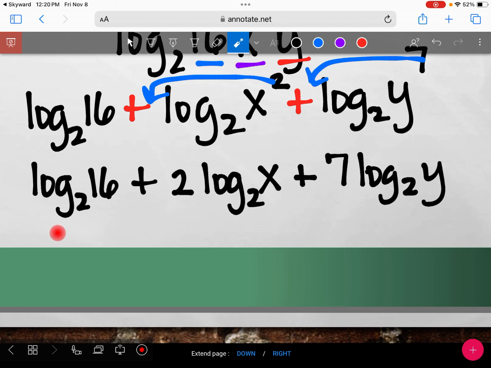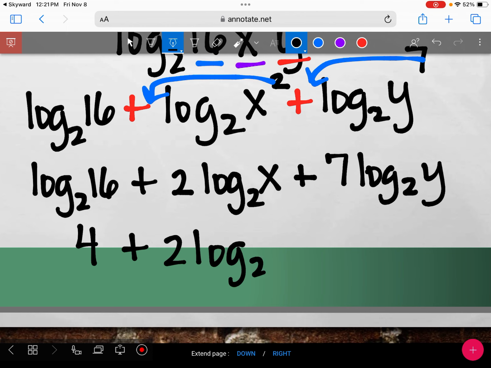Right. So what does that equal? What is the log base 2 of 16? 2 to the what power is 16? 4. Now, if that said log base 2 of 15, we would leave it alone. But log base 2 of 16, we should be able to simplify. So your final answer would be 4 plus 2 times the log base 2 of x plus 7 times the log base 2 of y.